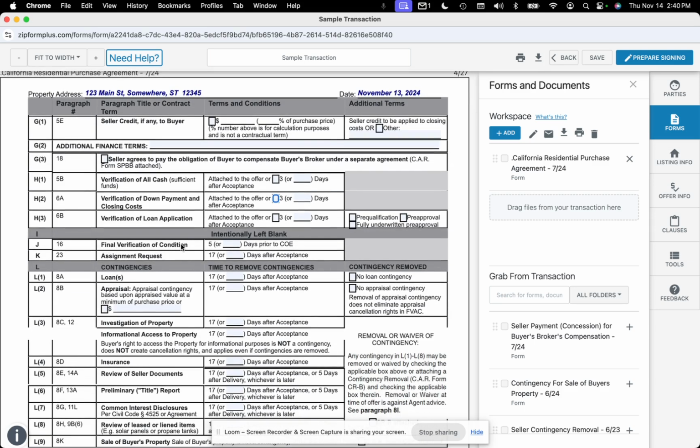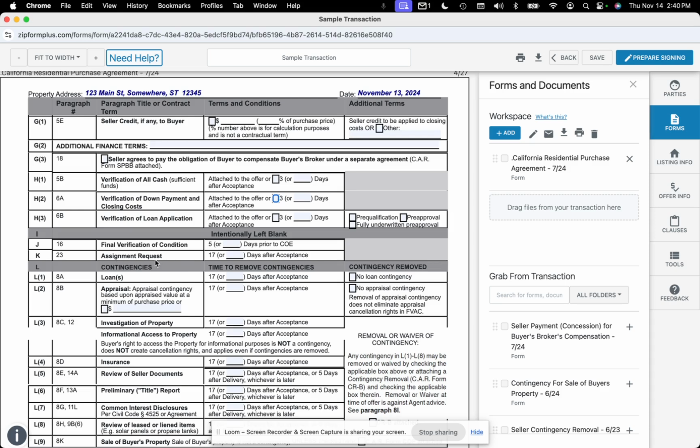Final verification of condition. This is the walkthrough that you're going to be able to do to make sure that the house is still in good standing, because you haven't seen it in about 10 days or so since the inspection period. And if there were repairs made, you need to check on those repairs. You want to maybe make sure that when they moved out, they didn't damage a whole bunch of things. So usually it's within 5 days prior to close of escrow. So that's pretty standard. Usually it's not much earlier than that, and you don't want to make it much later than that either.